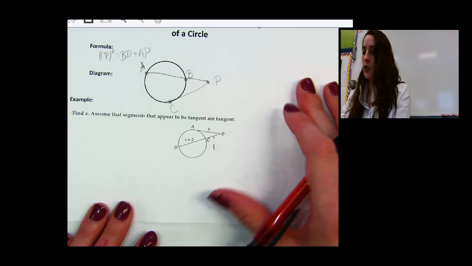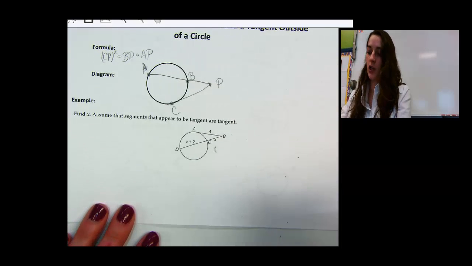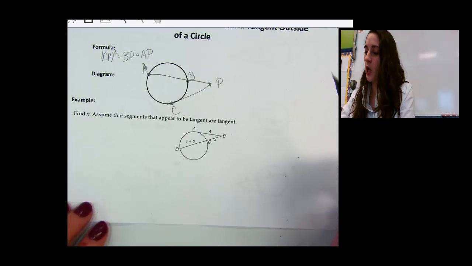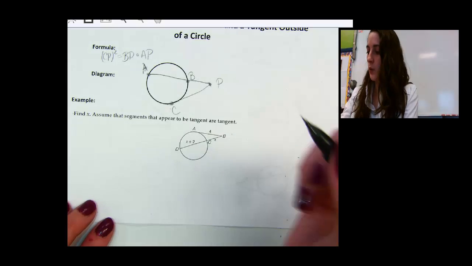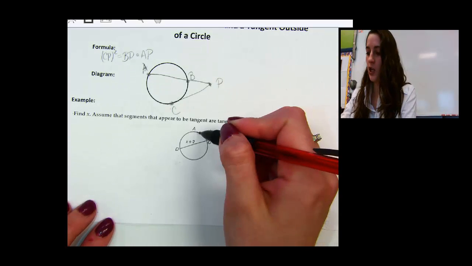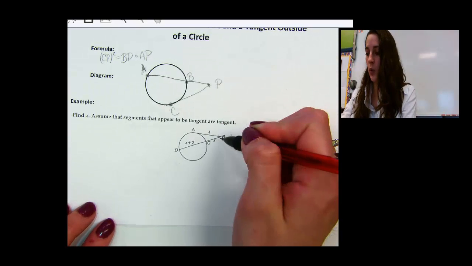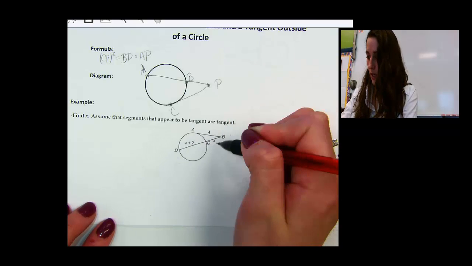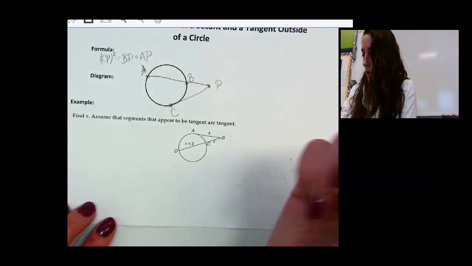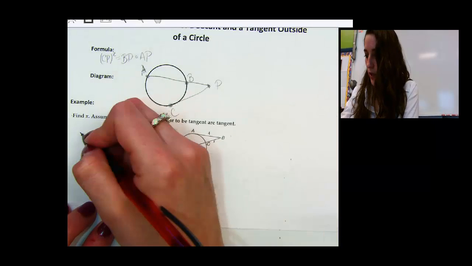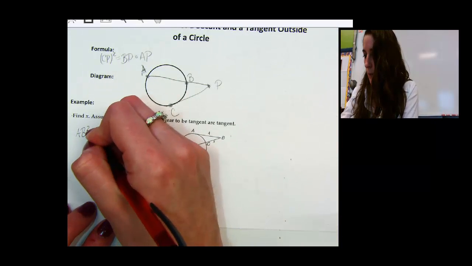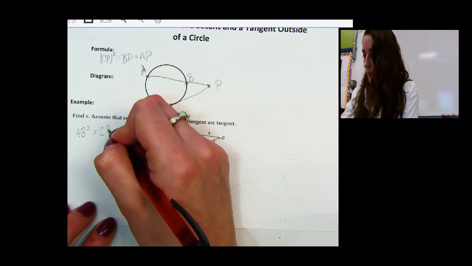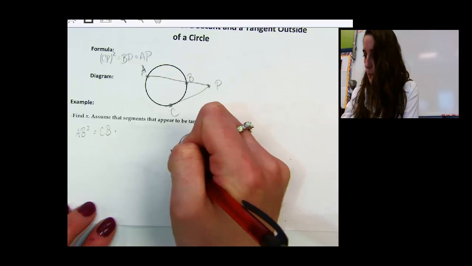So find x. Assume that the segments that appear to be tangent are tangent. Okay, so this is again using the tangent formula. So we know the length of the tangent squared is going to be equal to the length of the exterior of the secant times the whole secant. So I'm going to get the length of AB squared is equal to CB times BD.